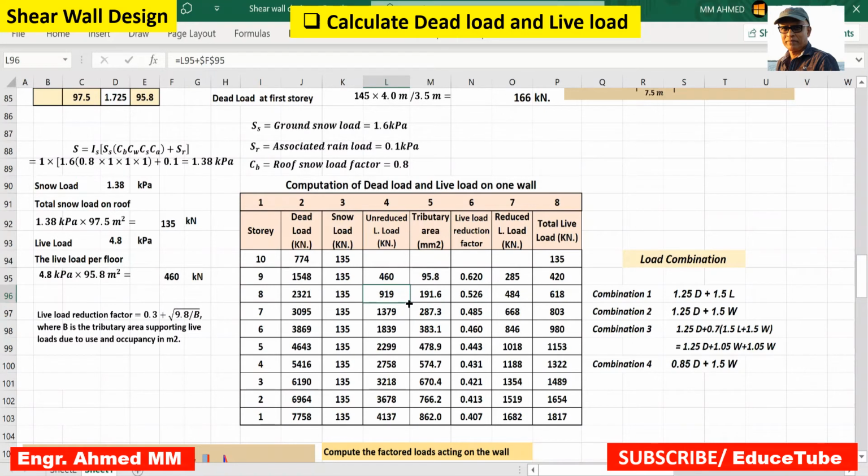And clicking here, pull it down, you get all the values. Tributary area, we can find it the same way. This live load also, if you look at, I click here, you can see the cell address. Then go for reduced live load, I mean live load reduction factor. How is it? We have to use this formula to find this.